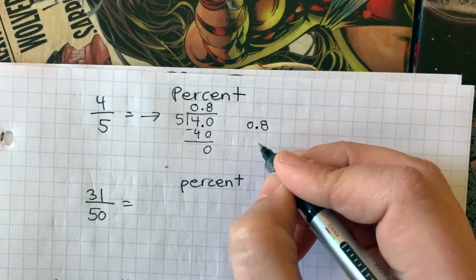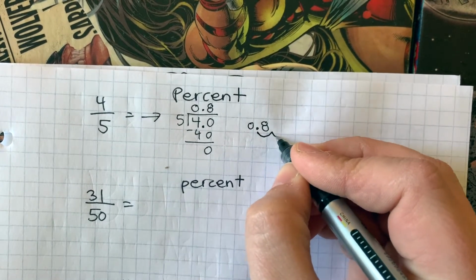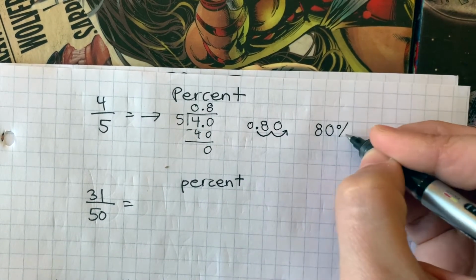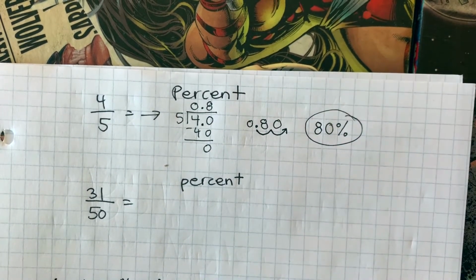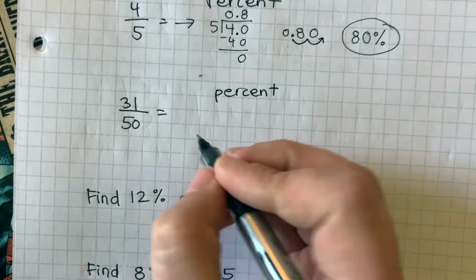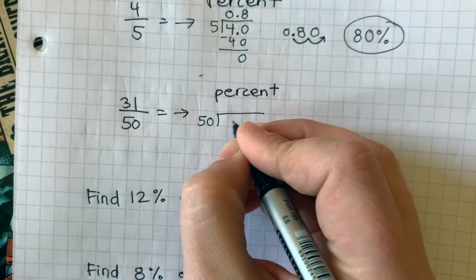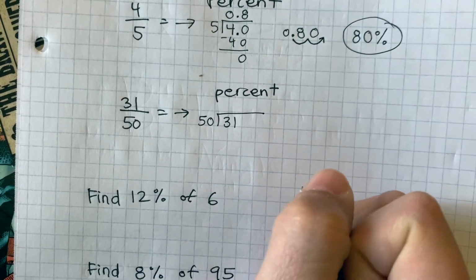To turn this into a percent, I multiply times 100. 1, 2, wha-bam. What is 4/5 as a percent? It is 80%. I'm going to do the same thing over here. I'm going to turn this into a decimal first, and then I'm going to write it as a percent.